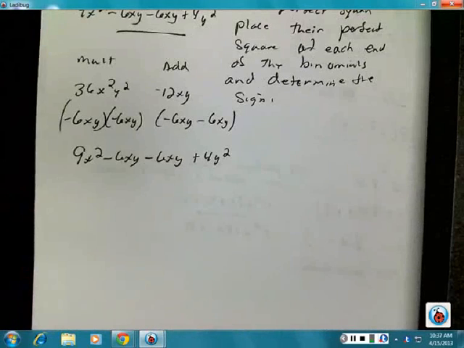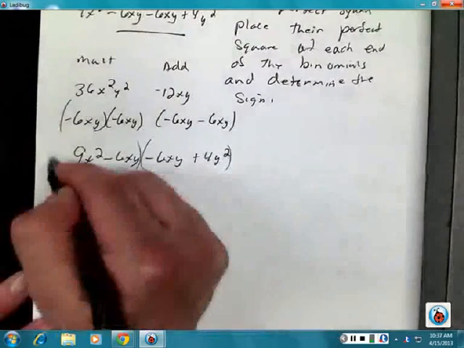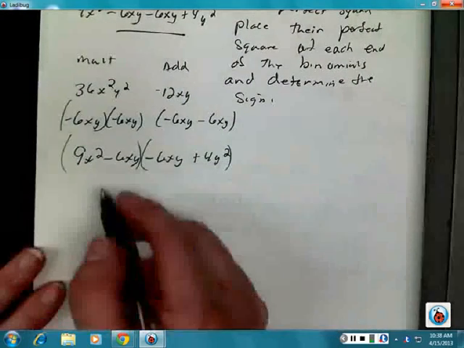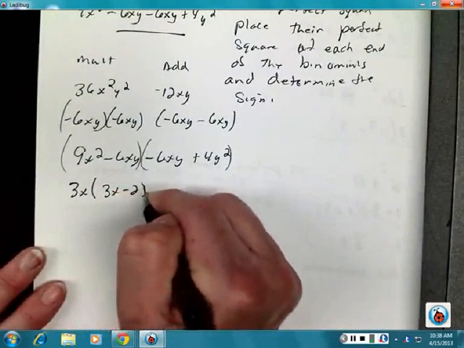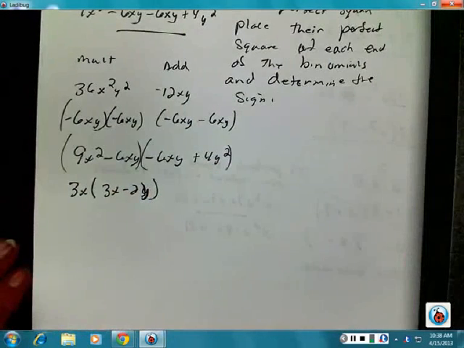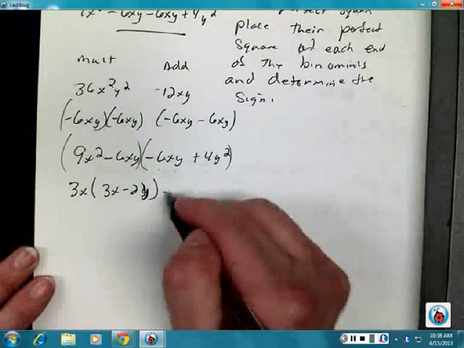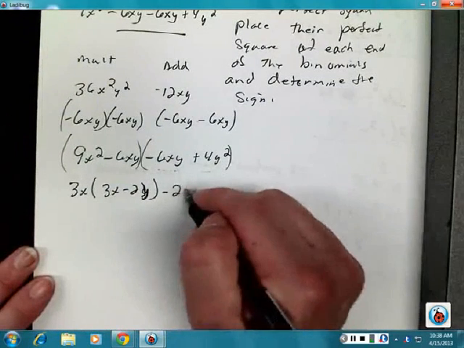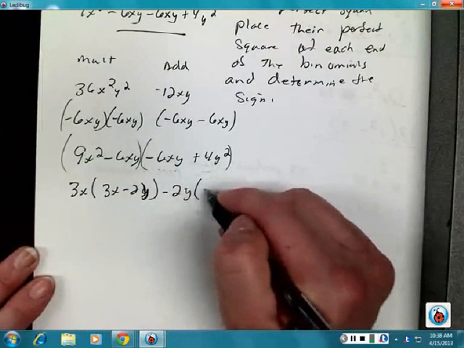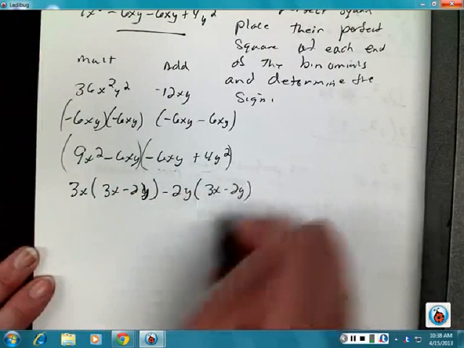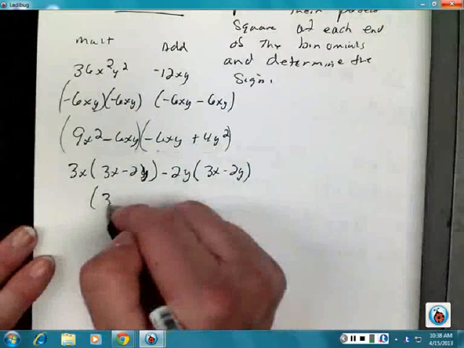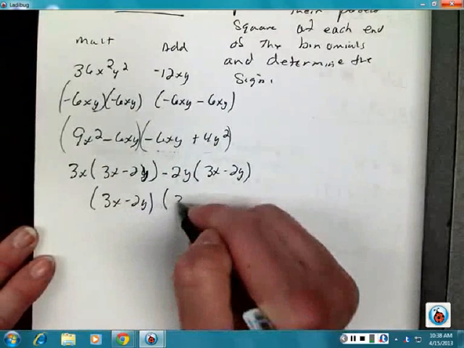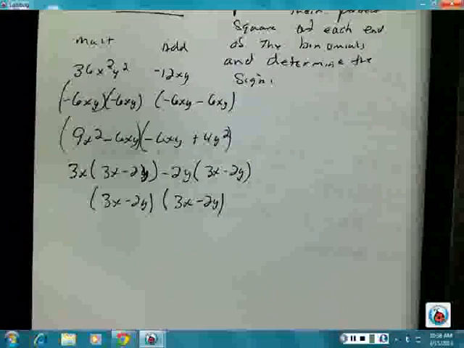So you can go back and do this the same way we've been doing it. It just saves me a little bit of time when I don't have to do that, because now I have to take out a 3x. That leaves me with 3x minus 2y. Second piece, I can pull out a negative 2y. And that also leaves me with 3x minus 2y. And so notice it came out exactly as what I had previously, but with more work.